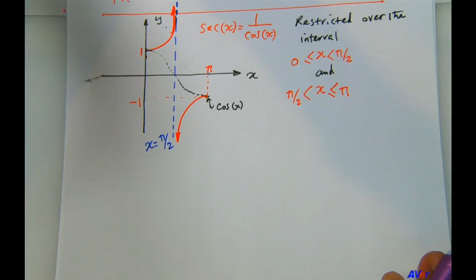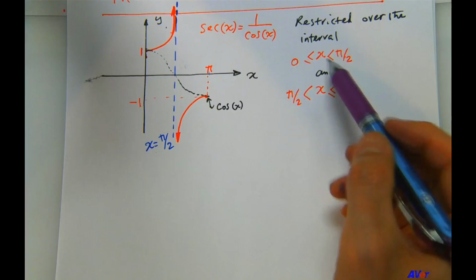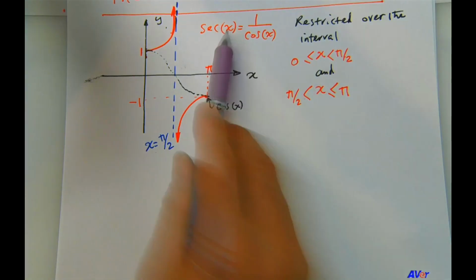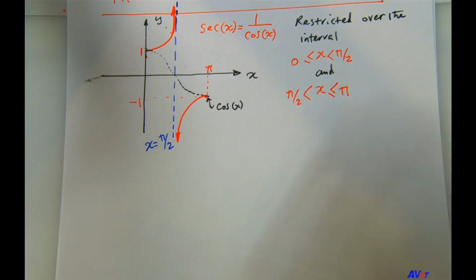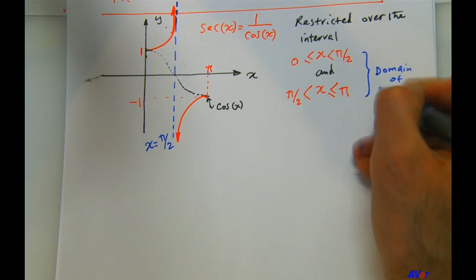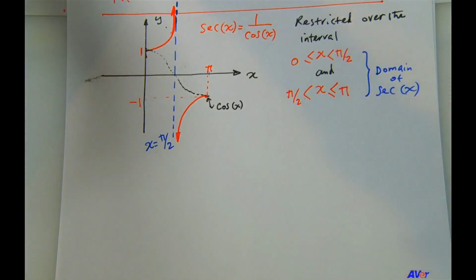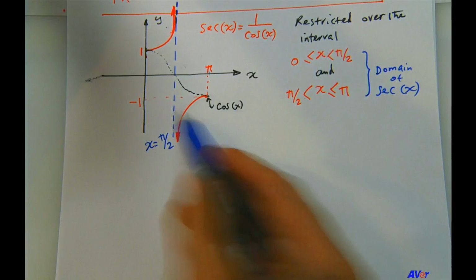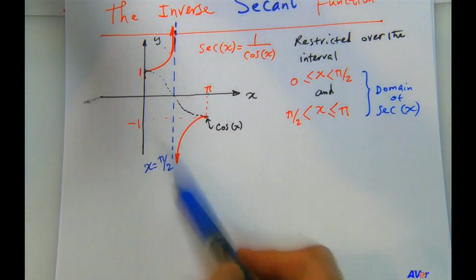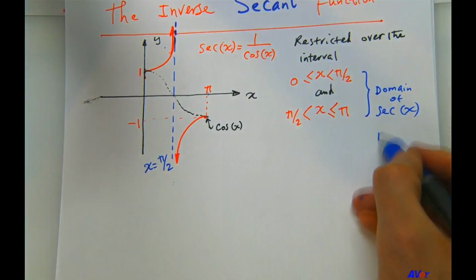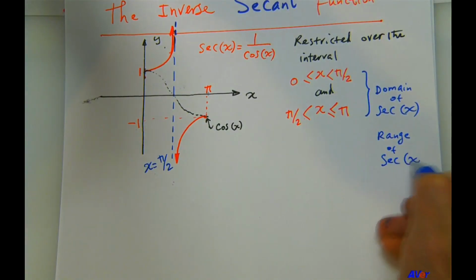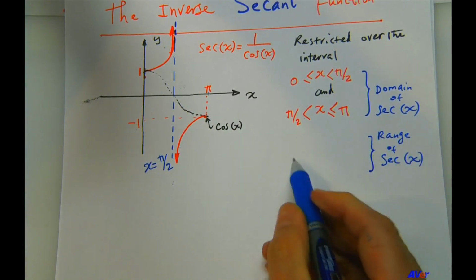Okay, so now limiting the domain, so the domain is limited to this for the secant function. This is our domain of the secant function. So what is the range? The range is 1 to positive infinity, negative infinity to 1, right? So let's write that down. And range of secant of x. This is important.